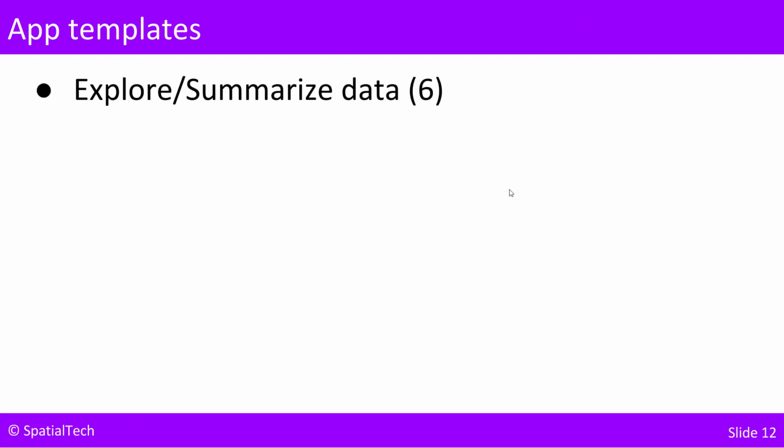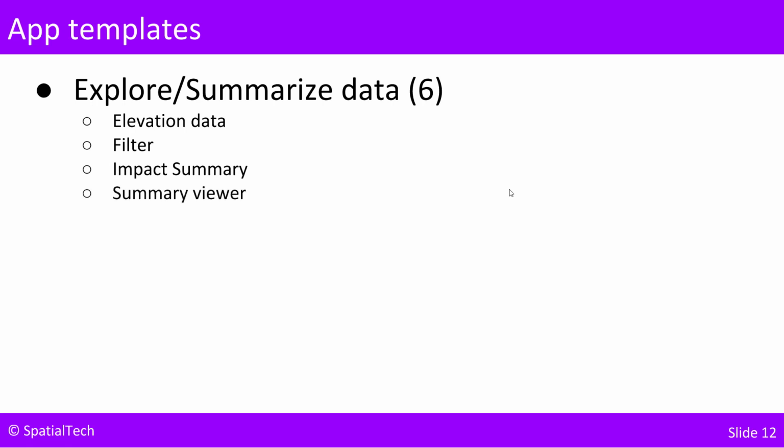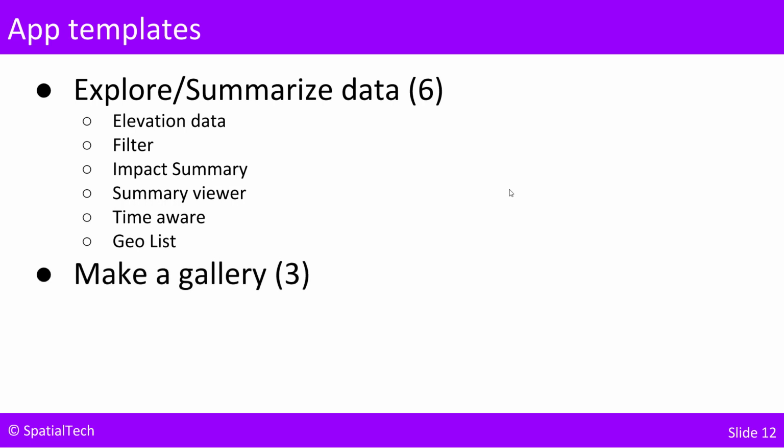Lots of things to explore and summarize data. So exploring data is pretty simple. It's more like identifying and stuff like that. But summarizing is charts and that. So we can explore elevation data and look at profiles. We can filter data. So it's kind of similar to writing a query or a definition query, restricting the features that are displayed on the screen. Impact summary and the summary viewer. Also time aware layers as well. The geolist fits into this category too, right?